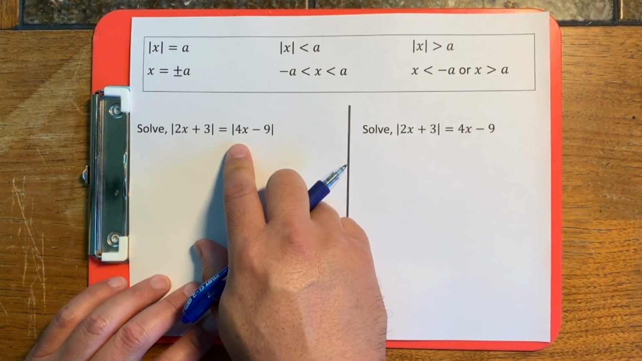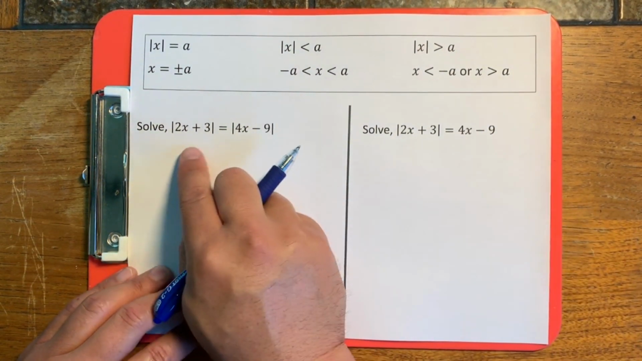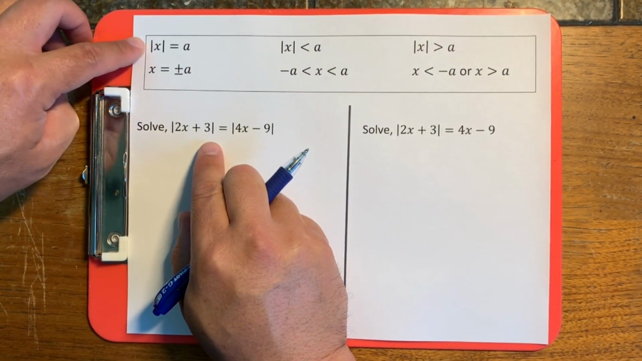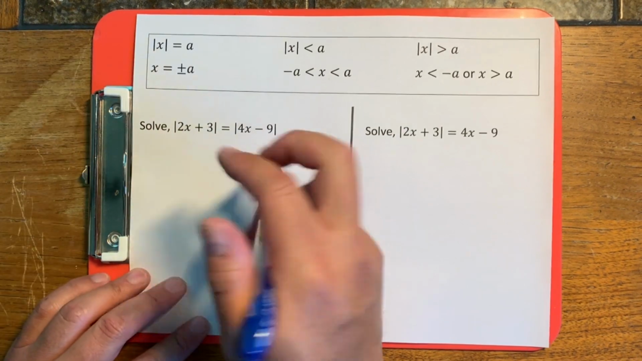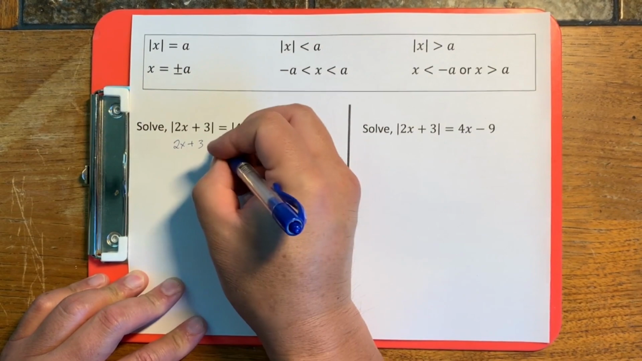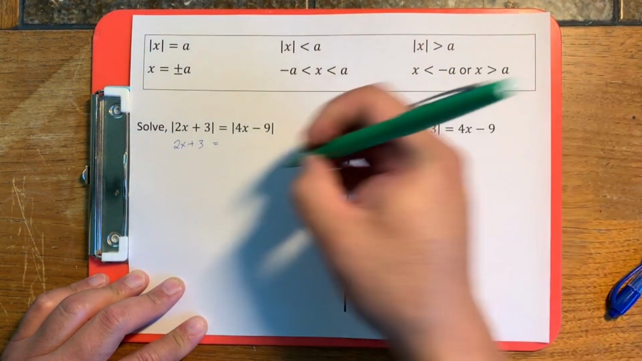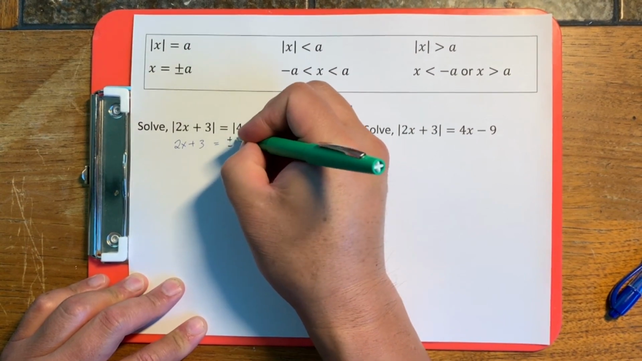So first, let's do the one that always works. Okay, now, we're going to follow the same pattern here. We're going to get rid of the absolute value. And we can get rid of the absolute value here as long as we put a plus or a minus.